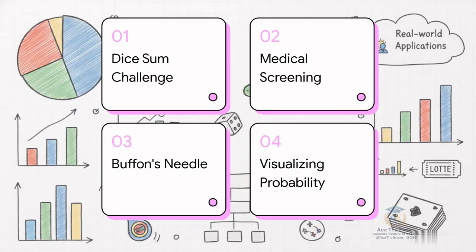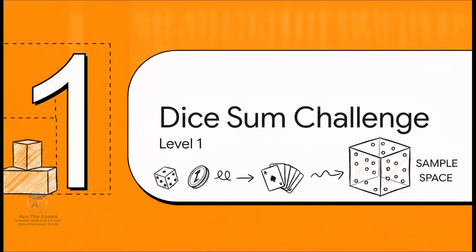So, here is our game plan for today. We're hitting 4 main stages: the dice sum challenge, medical infection screening, Buffon's needle experiment, and finally, visualizing complex probability. Let's jump right in. Okay, level 1, the dice sum challenge. We're starting off in some familiar territory here to build up those foundational skills.